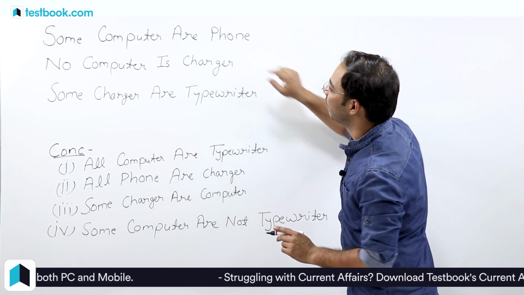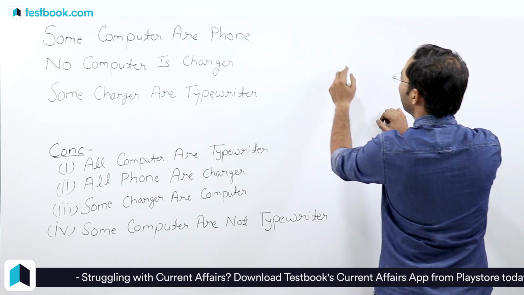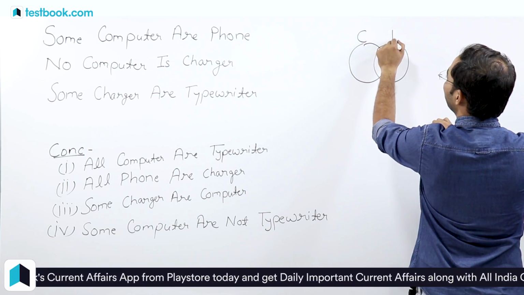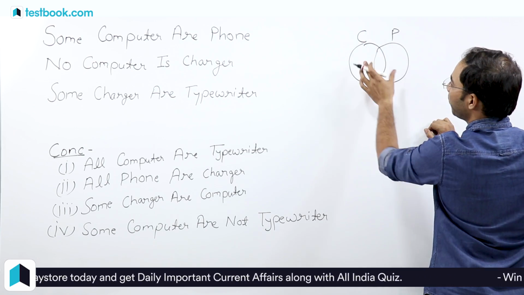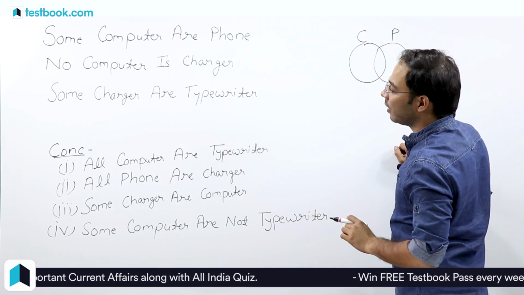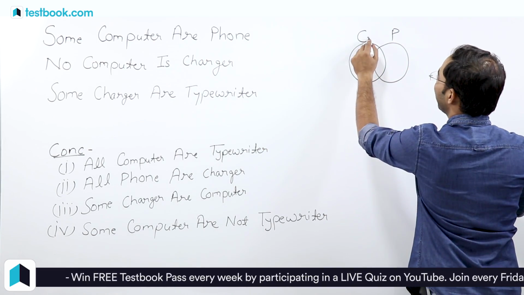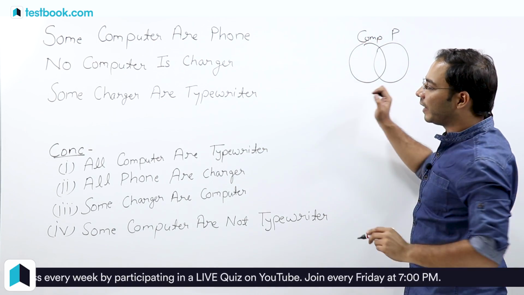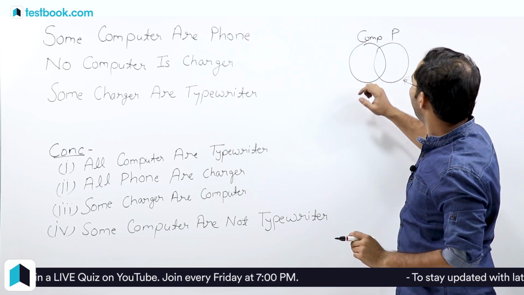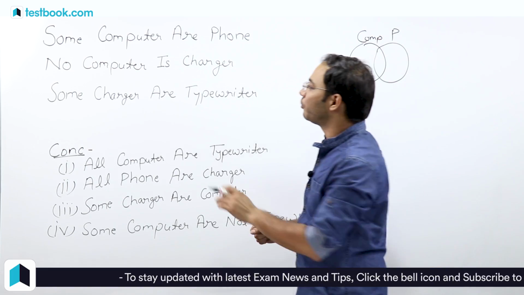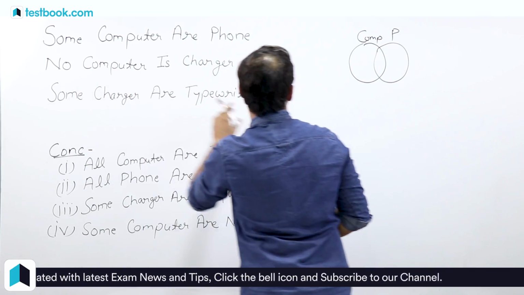So for the first statement, some computers are phones. If this is computer and this is phone, then this will be the common part between computer and phone. Second is some chargers are typewriters. Now here we have only computer and phone, and we cannot make a relation between computer, phone and charger, typewriter as of now. So we will move to the second statement, which is no computer is charger.